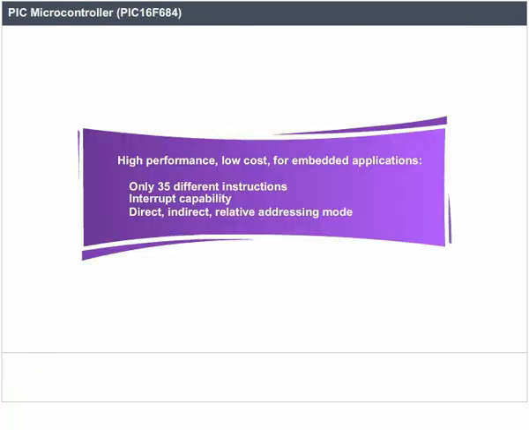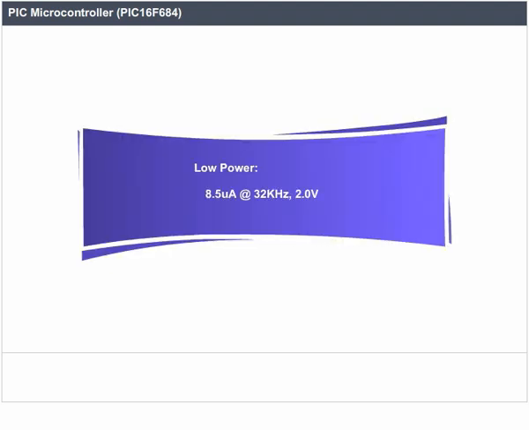PIC microcontroller. PIC 16F684. High performance, low cost for embedded applications. Only 35 different instructions. Interrupt capability. Direct, indirect, relative addressing modes. Low power: 8.5 µA, 32 kHz, 2 volts.